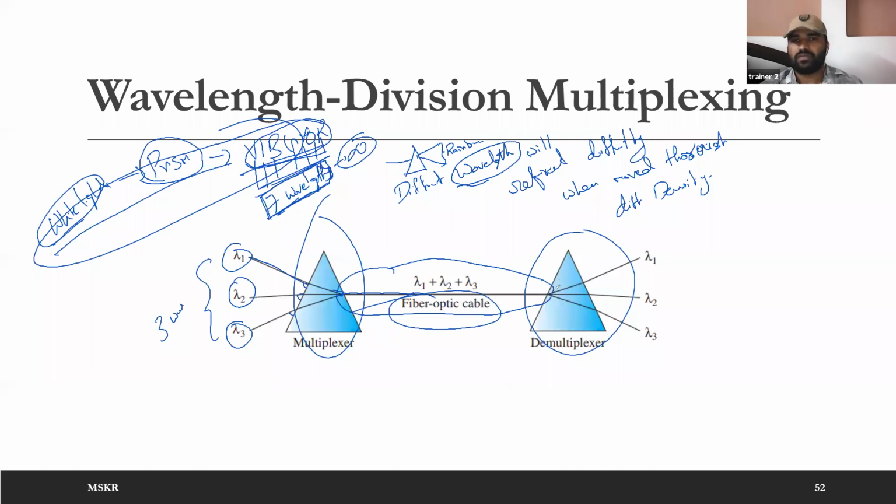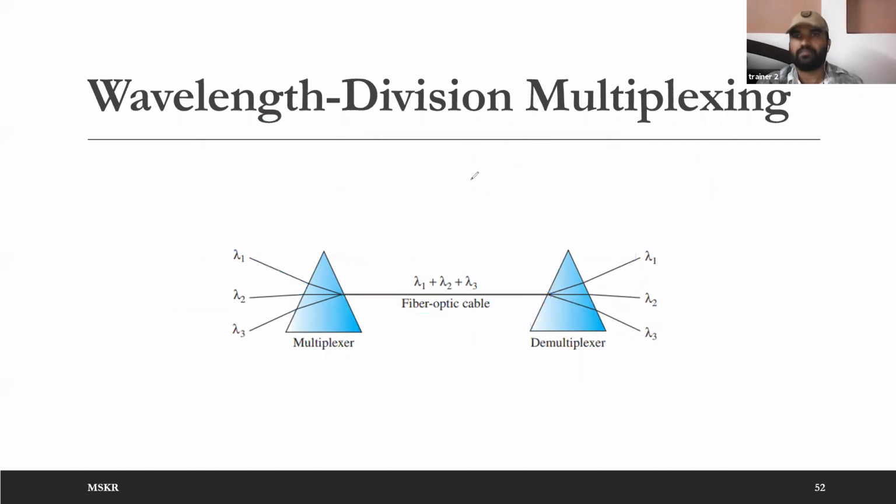On the other side you need to separate it. So with whatever angle it came out of this prism, you are going to impose it at the same angle, so that the signal will be refracted back, and you will separate lambda 1, lambda 2, lambda 3 on the other side. So this is the multiplexing and demultiplexing in wavelength division multiplexing. So that is about WDM.